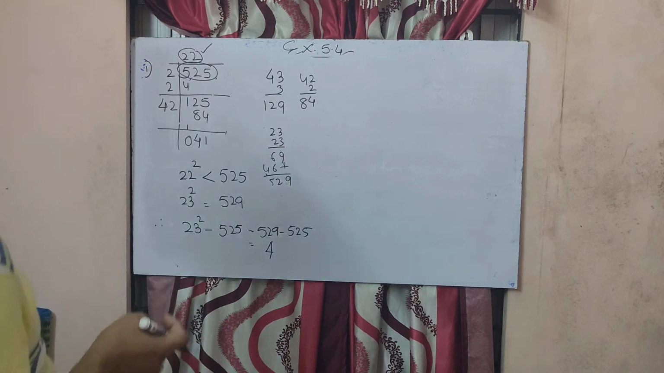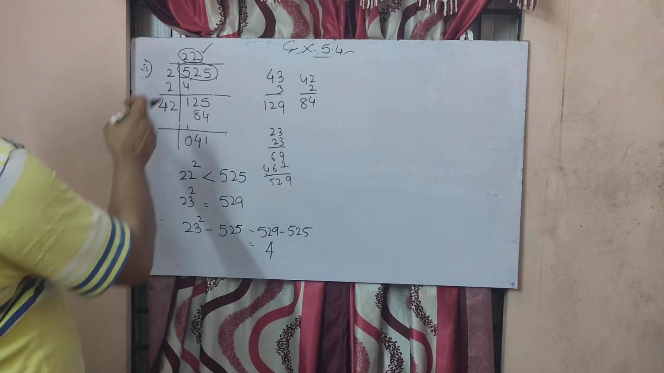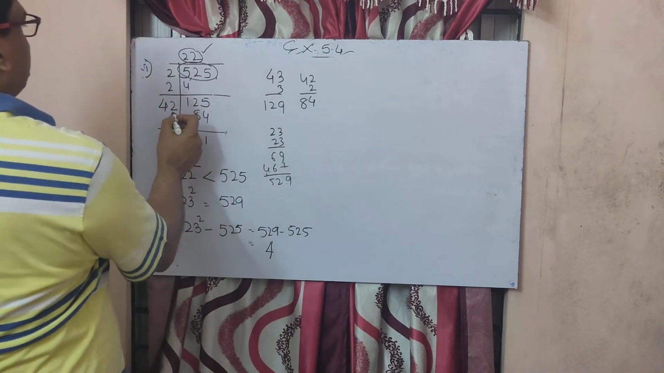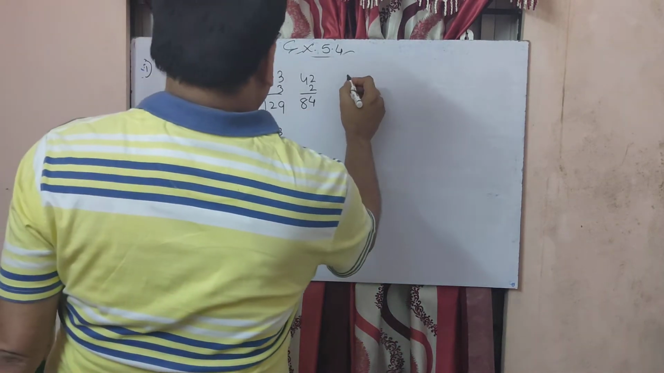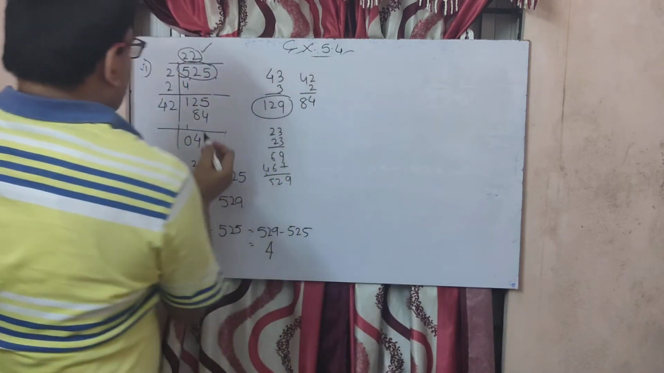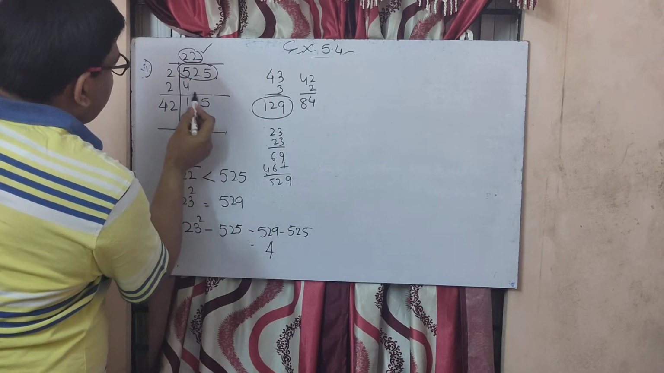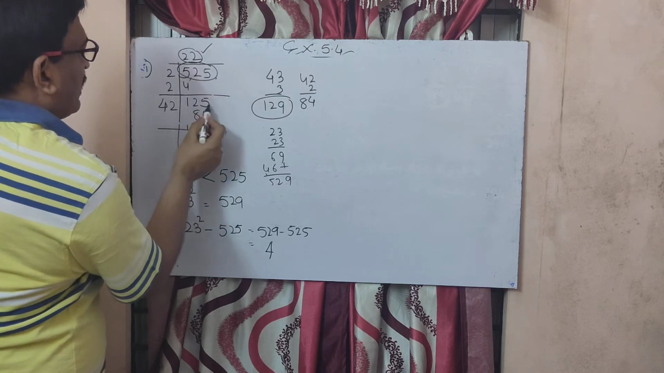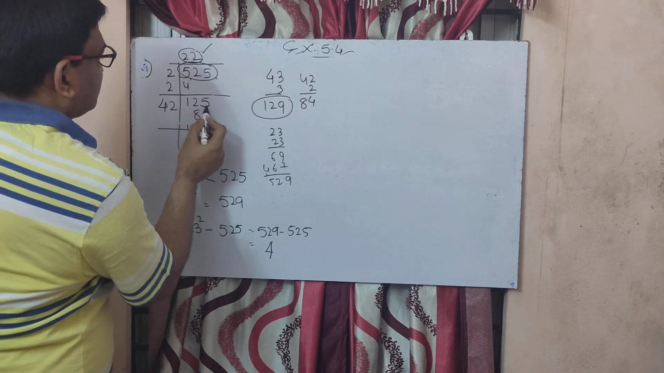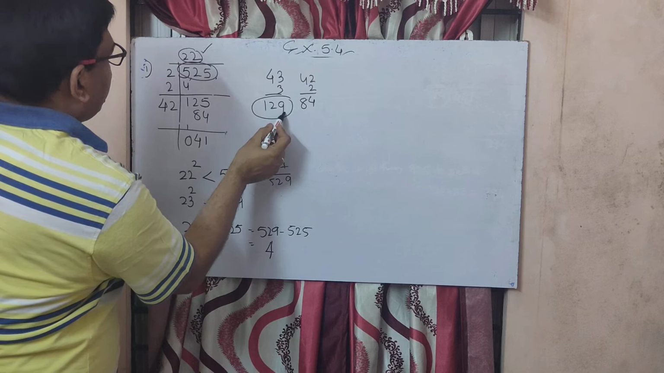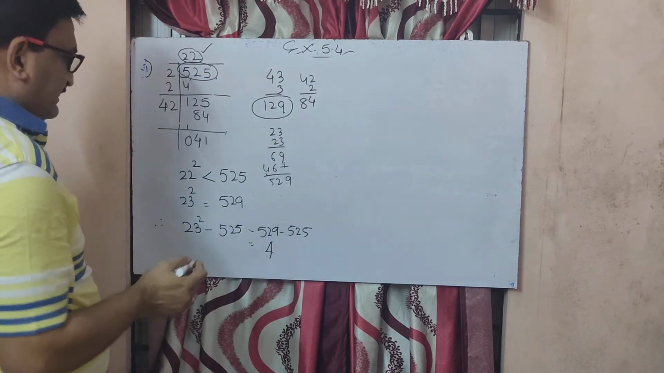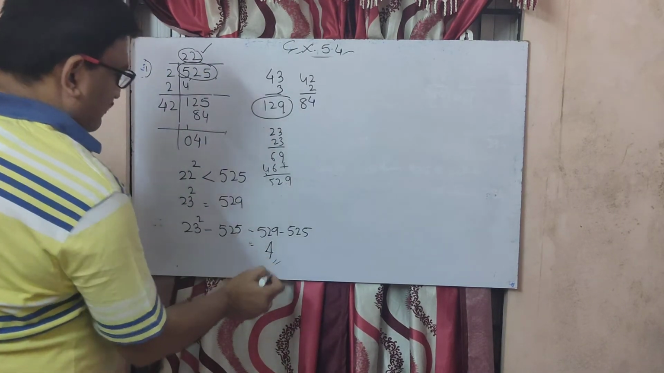For example, see now, if in place of 42 you take 43, how much is it? 129. So how much did we get? We got 125. In place of 125, if you have 129, the number will be 129. Therefore, see now you get 4.